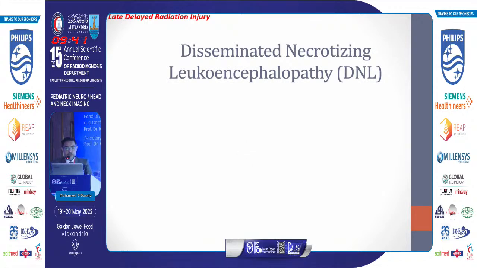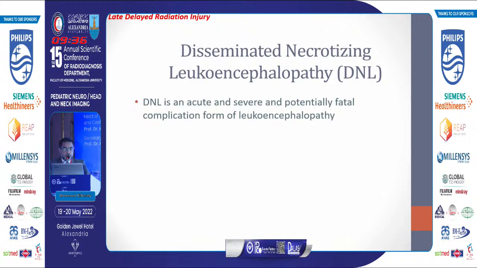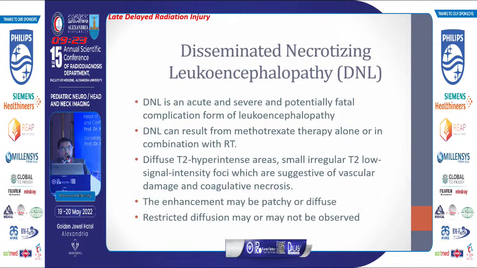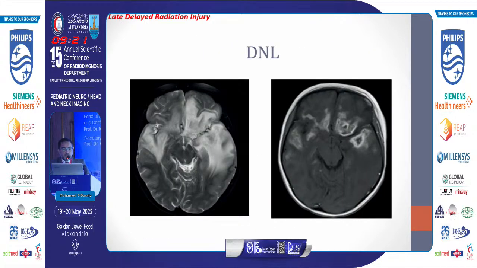Another type of leukoencephalopathy is disseminated necrotizing leukoencephalopathy, or DNL, an acute and severe, potentially fatal complication. It can result from methotrexate therapy alone, or more commonly in combination with radiotherapy. It appears as diffuse hyperintense signal involving the cortical and subcortical white matter. This case showed patchy enhancement and very bad clinical deterioration.